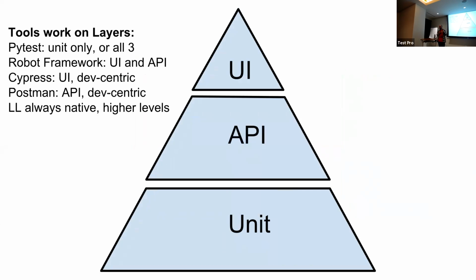The tools that you use only work on like 1 or 2 or 3 different levels. You can have a tool like Robot Framework that runs at the UI level and also the API level. And that's kind of nice because you can master one tool and then you can handle multiple levels.